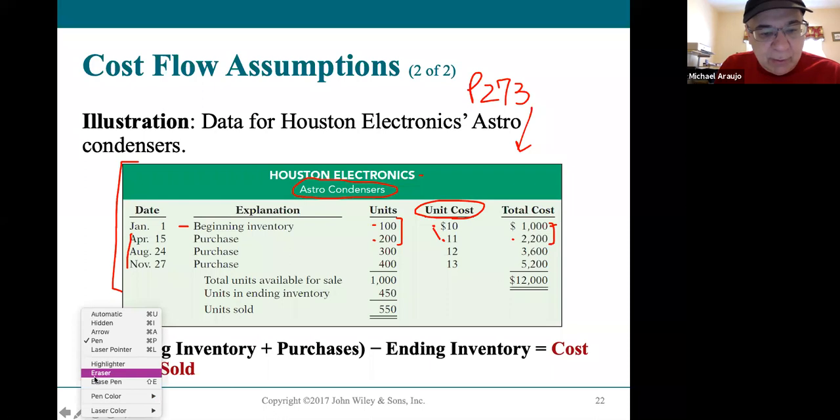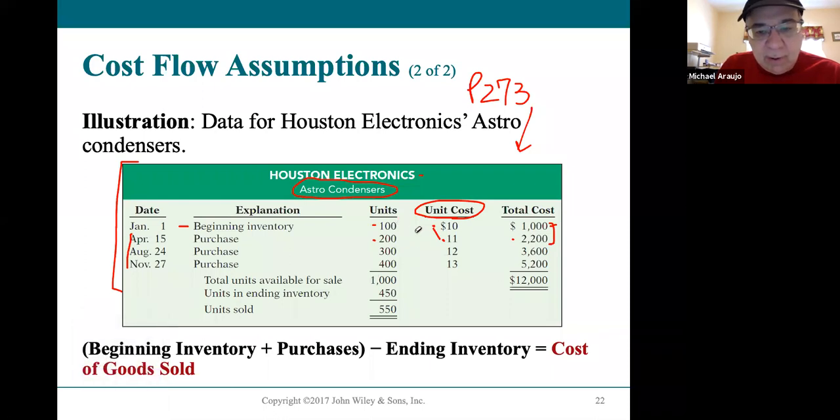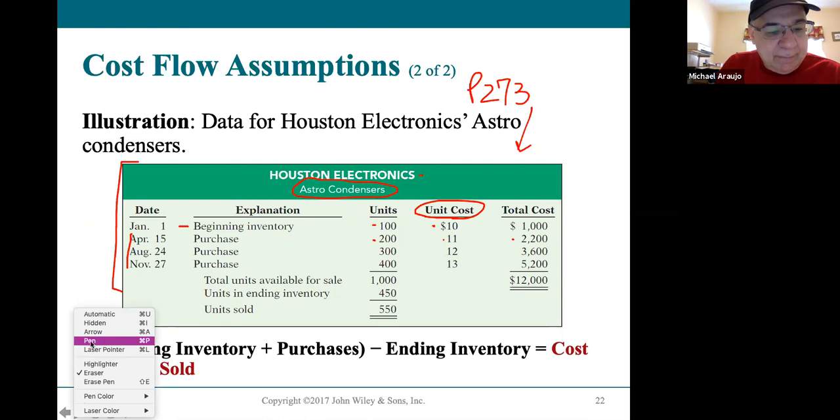I'm gonna go and get my eraser here and erase this so I can show you something else. Okay. All right, back to the pen.